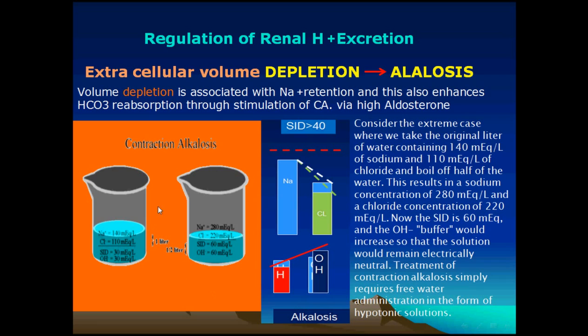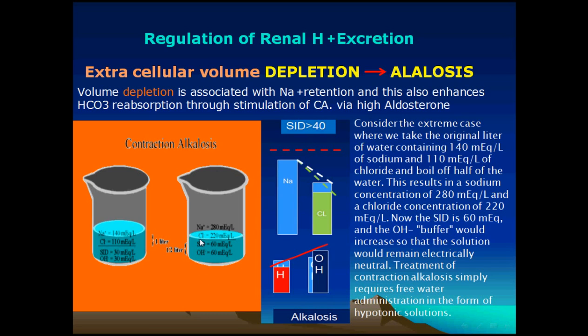If there is some sort of dehydration, suppose we dehydrated this patient by 50%, the sodium instead of being 140 would be 280. The chloride instead of being 110 will be 220. The difference would be 60, so the strong ion difference is 60. It's more than 30 or more than 40. This means some sort of alkalosis. 60 means 60 hydroxyl group. This means that the hydroxyl group will increase.